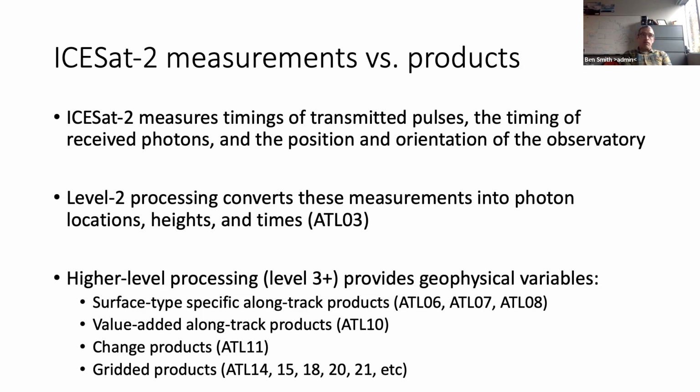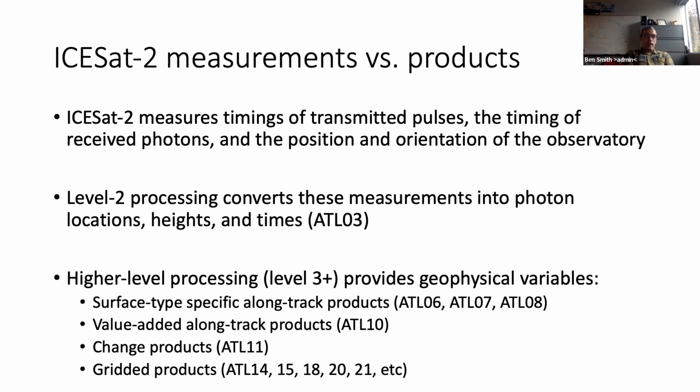We have to apply further algorithms, which we call level 3+ algorithms, to produce geophysical variables. So that might be the surface height underneath the spacecraft. For example, that would be ATL06, ATL07, or ATL08. Those three different products are generated using algorithms that were designed for different surface types. So ATL06 is for land ice, ATL07 is for sea ice, and ATL08 is for land vegetation and inland water, among other things.